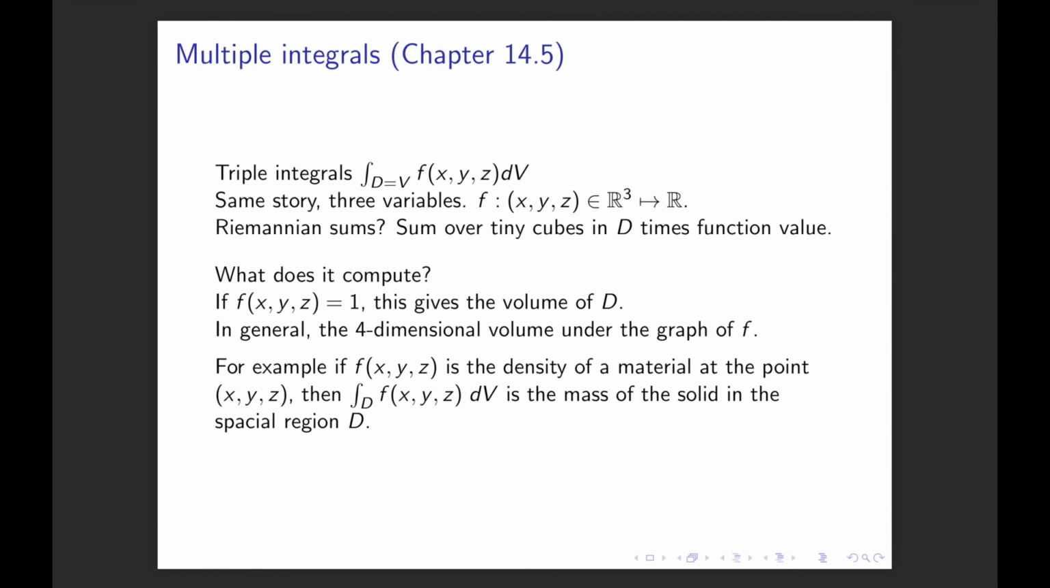So 4-dimensional, what does it compute? Again, if we integrate over the function that is constantly 1, this gives us the volume of the domain, and that can be a useful way of computing a volume. In general, it's a 4-dimensional volume under the graph of f. Okay, when do I need a 4-dimensional volume? You actually have seen such a case. For example, if the function gives you the density of a material at the point x, y, z, then the integral over the domain, where the domain is given by all those points where your object is, over the density is the mass of the solid in the spatial region D.